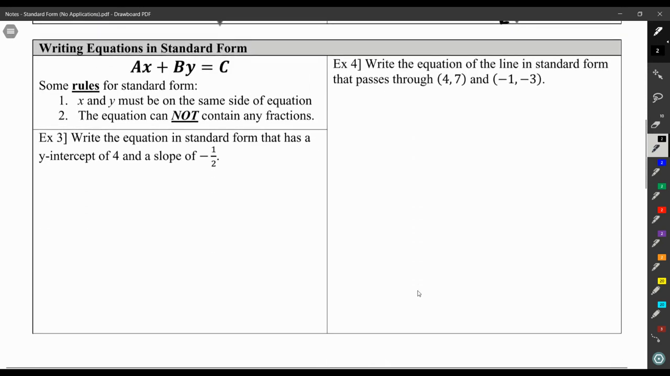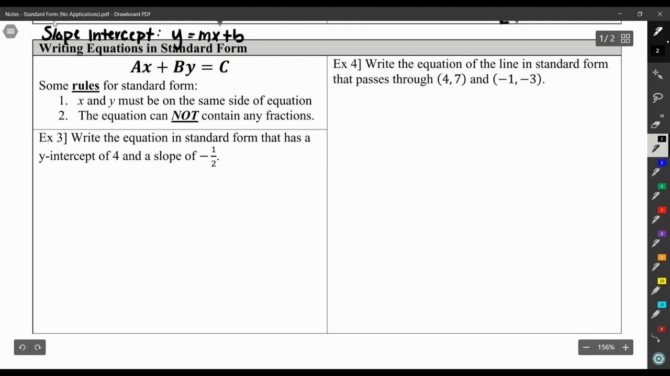Now writing equations in standard form. So we have 2 other forms that we have done so far. We've talked about slope-intercept form, which was y equals mx plus b, a slope and a y-intercept. And then we also had point-slope form, which was y minus y1 equals m times x minus x1. This was a point, any point, and the slope.